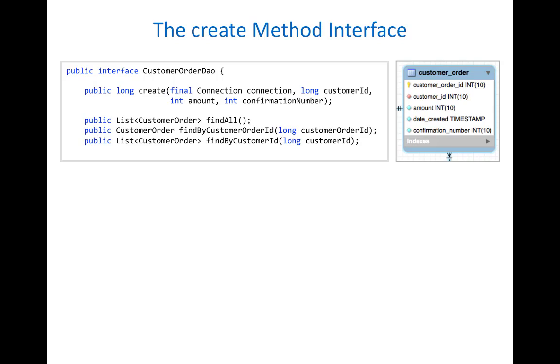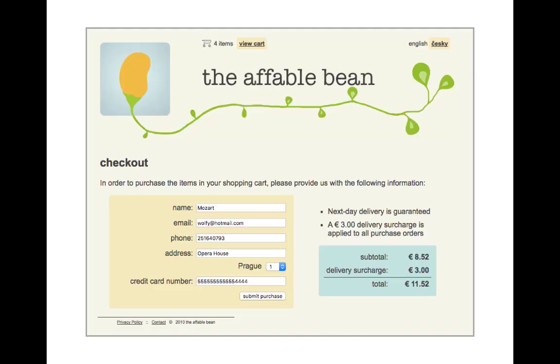Before we look at a specific create method, let's look at an example transaction in the simple Affable Bean project. Here's the checkout page from the simple Affable Bean project. The user, Mozart, has purchased a number of products totaling €8.52. He has filled out the form with his name, email, phone number, address, the region in Prague where he lives, and his credit card number.